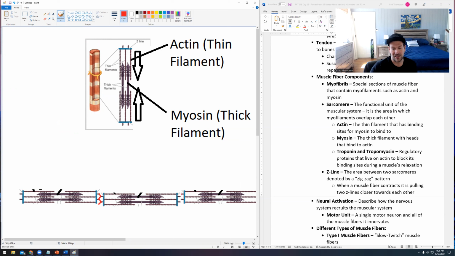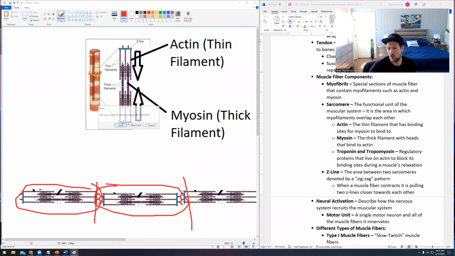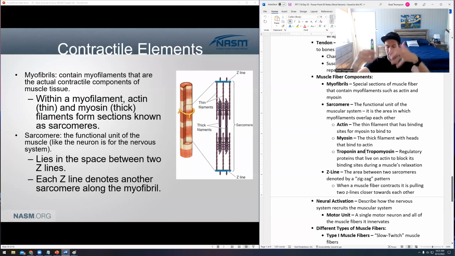And because of that zigzag, we actually call this a Z line. So the area between this Z line and this Z line defines where your sarcomere is. This area is the sarcomere, and then this one is a different sarcomere. That gives it a little bit of structural integrity by staggering them slightly. It ensures that this whole area is not going to tear.